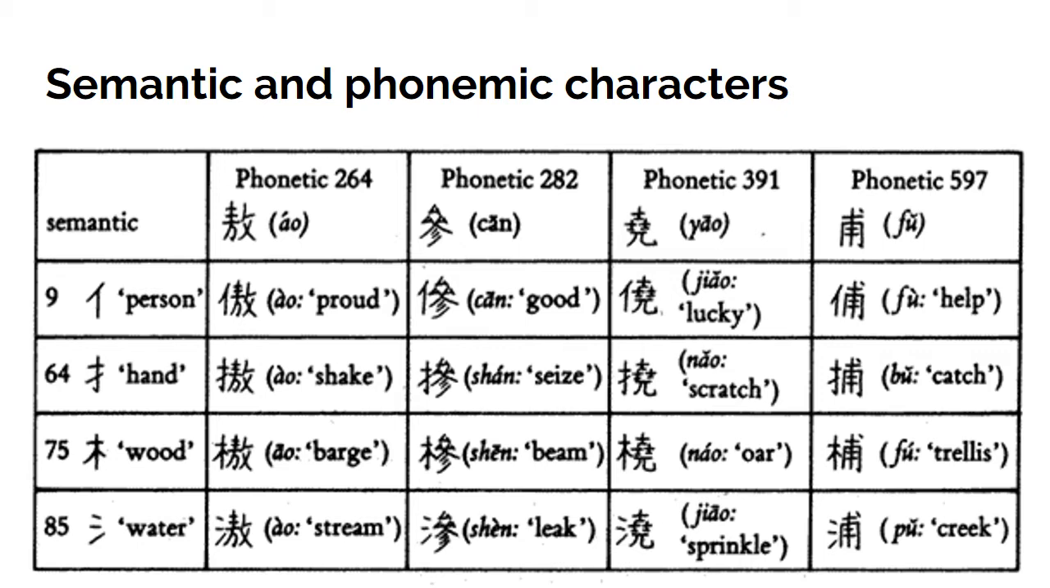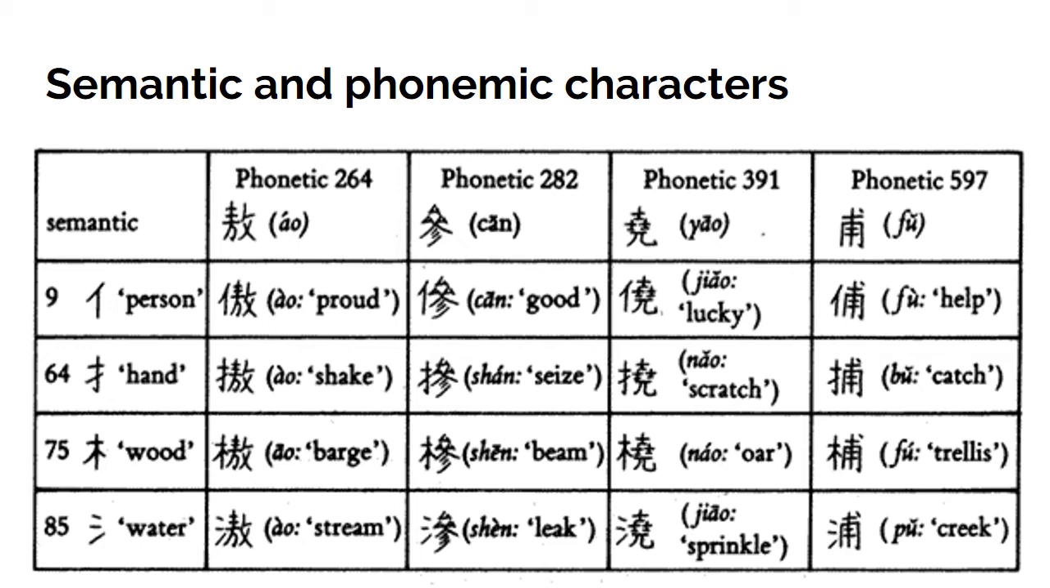Here's an example using traditional Chinese characters. Along the left are some semantic characters that represent an idea or a word, you know, person, hand, wood, water. And going across the top are different phonetic characters that represent sounds, or the sounds that many words have.